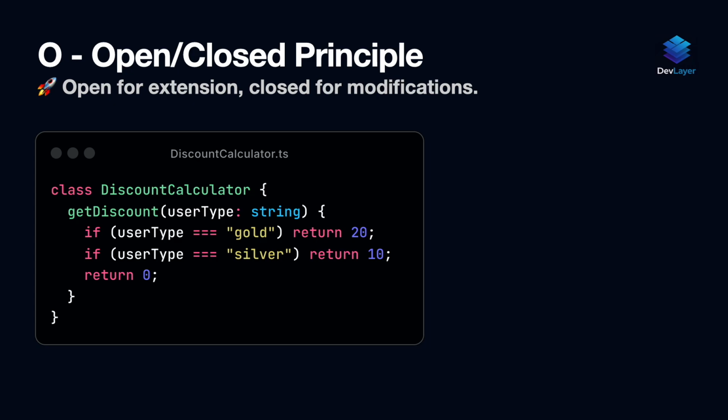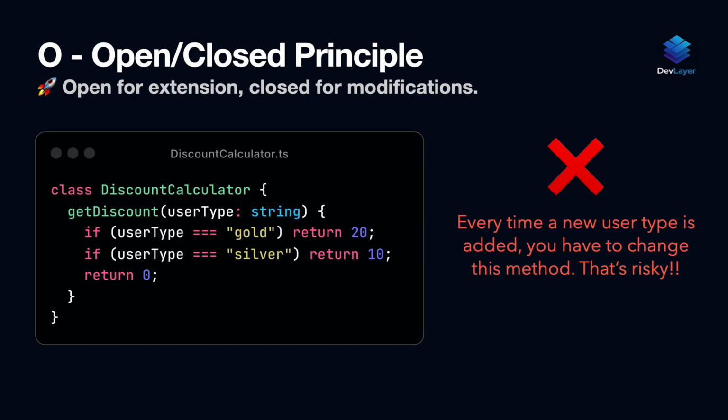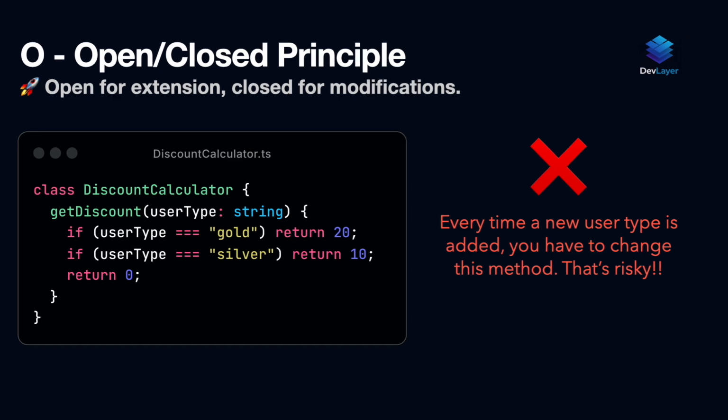Now let's say there's a business requirement to add a new user type of platinum. Now you need to go inside this method and add in another if statement and then another and another. So you are now constantly modifying existing code every time business logic changes, which is too risky because we could accidentally break the logic for existing user types while trying to add new user.